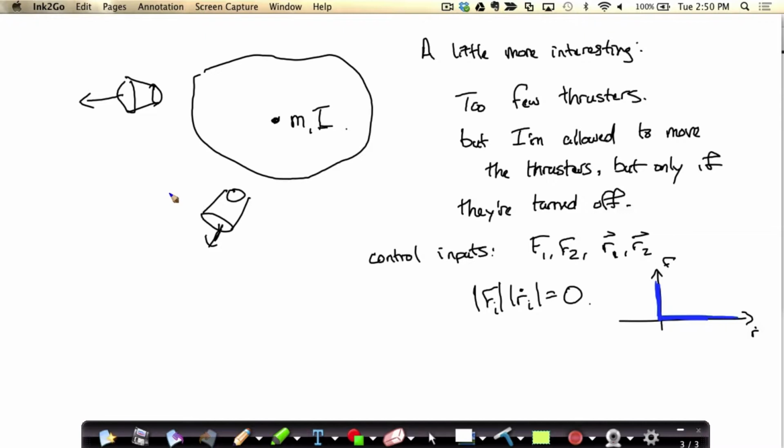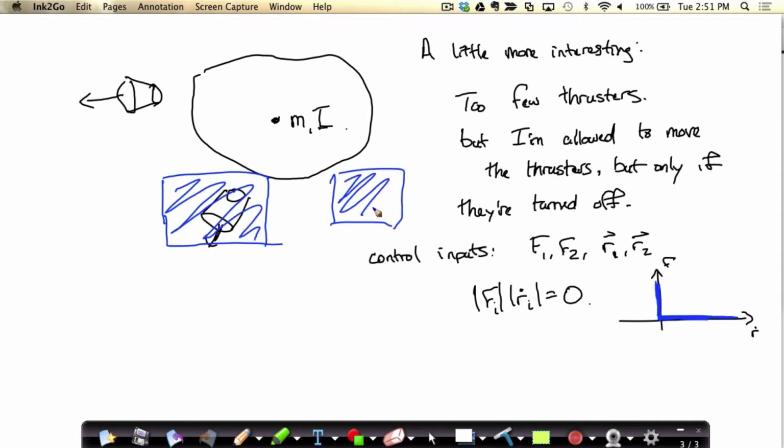All right, so now let's add even a few more constraints to it. In addition to not being able to turn the thrusters on when they're moving, let's say I have some additional constraints, like I'm only allowed to turn them on when they're in a certain region. So when I put my thruster in a certain region, then I'm allowed to turn it on. But if it's outside those regions, I'm not allowed to turn it on, right?